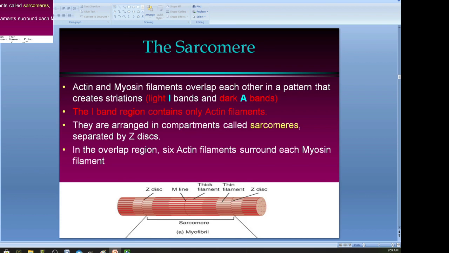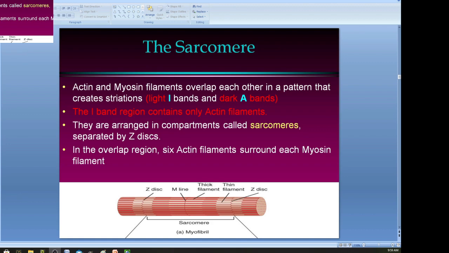Now, a sarcomere is made up of these different proteins, and these different proteins are going to cause the muscle itself to contract and shorten. So it says the sarcomere is made up of actin and myosin filaments that overlap each other, and they contain these different bands. And I'm going to talk about these here in just a minute.